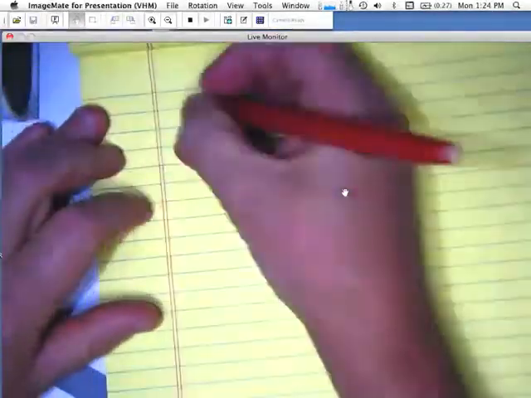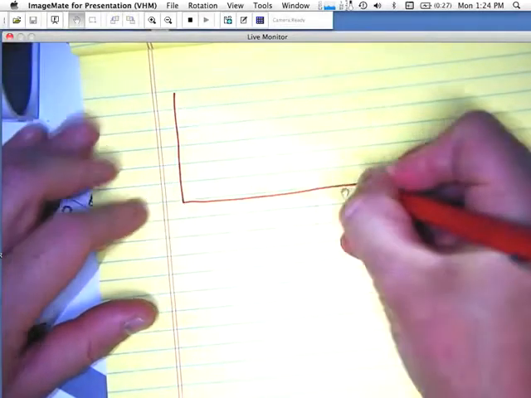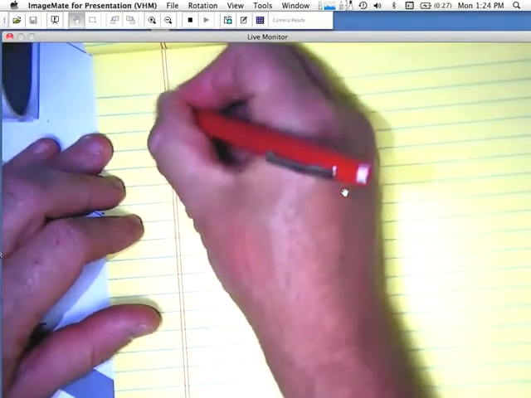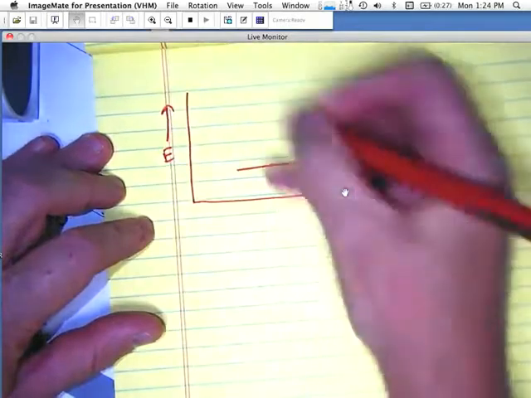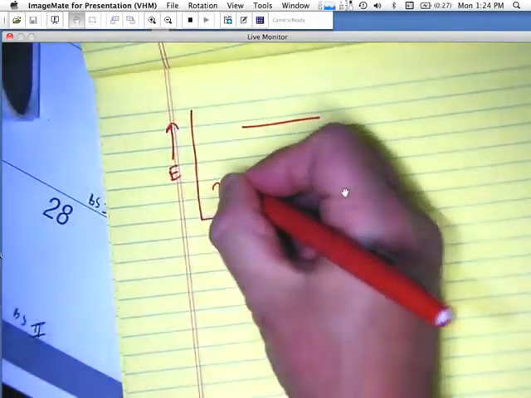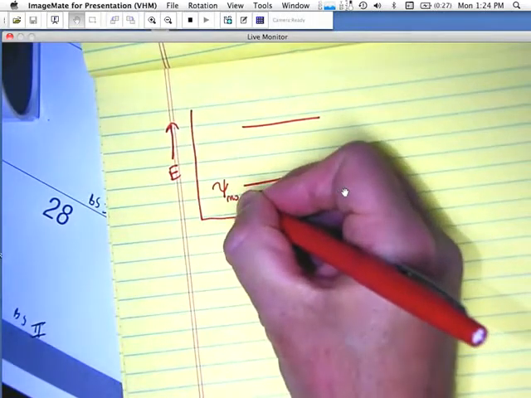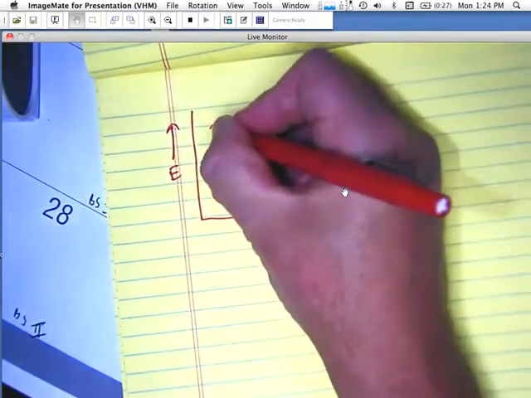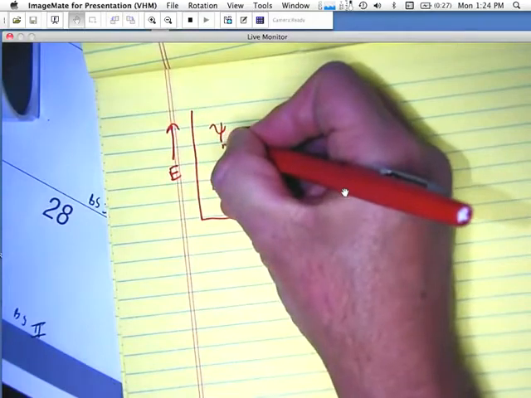Okay, let me go back to my diagram here. This is my energy diagram. You're going to see a lot of these. So I've got one molecular orbital here and one molecular orbital here. I'm going to call this psi molecular orbital 1, and I'm going to call this psi molecular orbital 2.